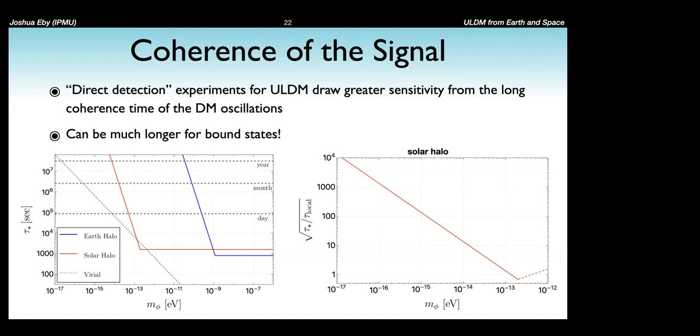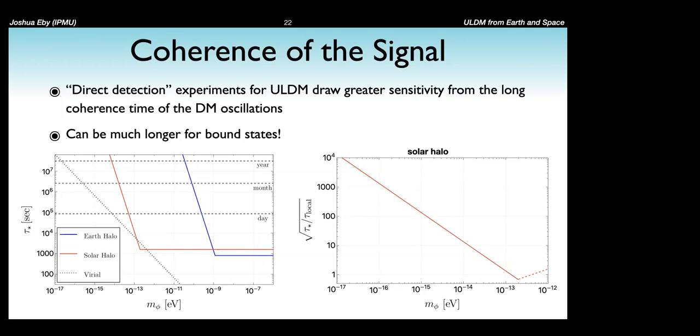But if you have bound states, then the effective coherence time is much longer because the axions in the bound state are much colder. So they oscillate for many more cycles before they decohere. Take, for example, 10⁻¹⁴ eV, where you might have thought the coherence time was only a day, and so maybe you built your experiment to take data at a certain frequency for 1 day. Actually, if a solar halo is relevant here, the appropriate decoherence time scale is more like a year as opposed to a day. So you could be collecting signal and adding coherently to your signal for much, much longer than you might have assumed.